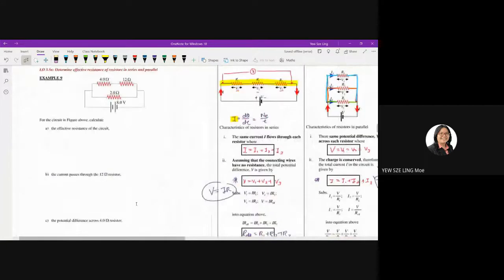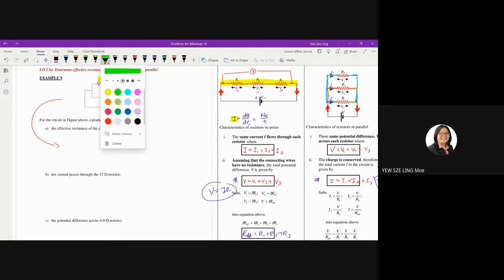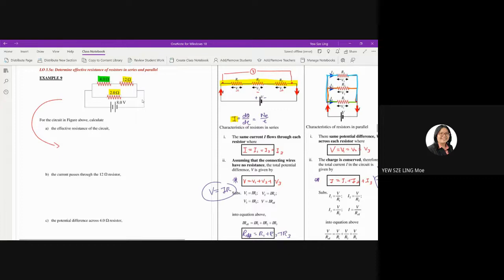So the way to solve example 9, once again, is exactly the same as how you solve capacitor questions. For the circuit in the figure above, calculate the effective resistance. Now, whenever you are given the resistance of all resistors, the first step that you should do is to simplify it. Okay, how to simplify it? Let us start from the resistor that is furthest away from my power supply, from my battery. In this case, we are going to start from this 4 ohm resistor. It is located at the place that is furthest away from my source.